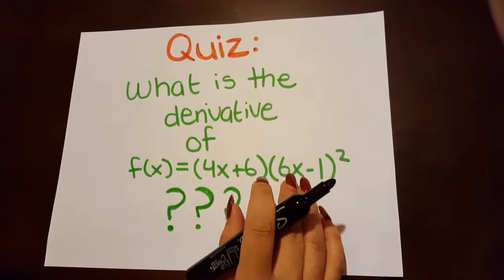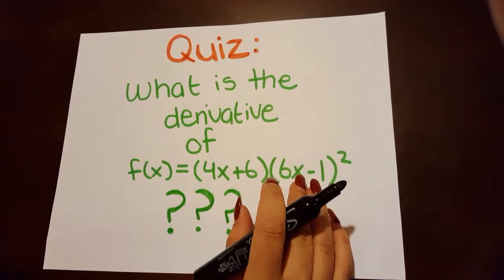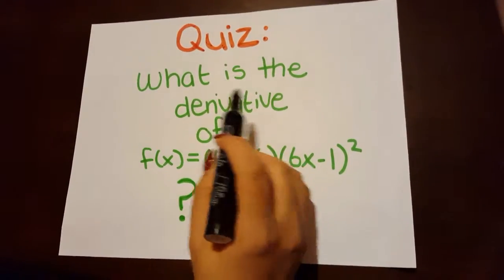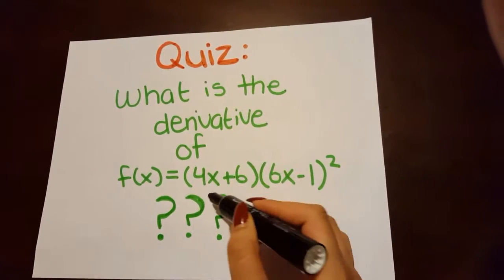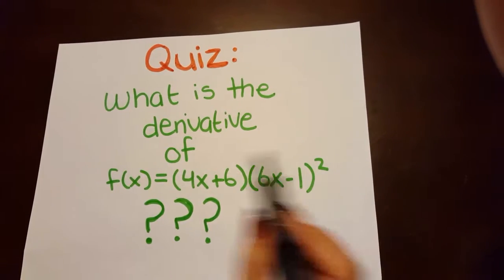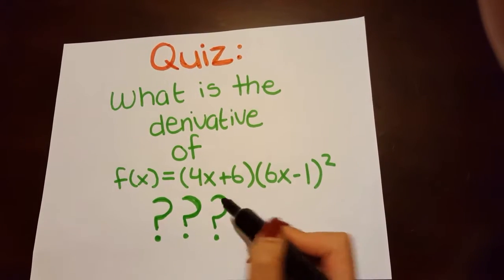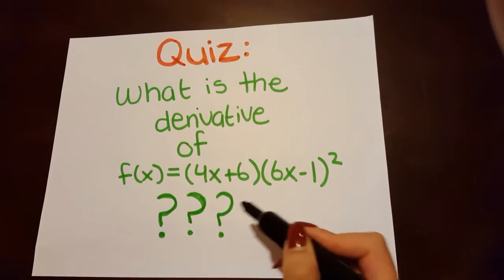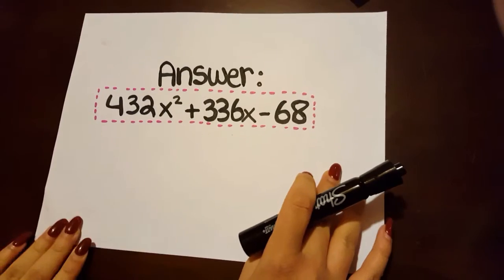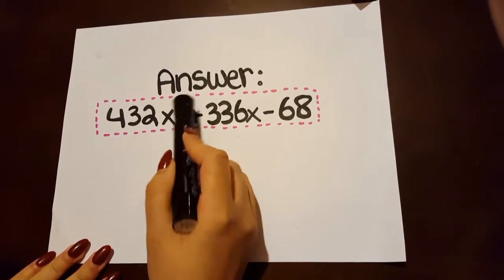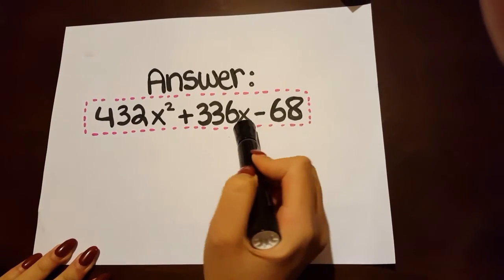So now that we're almost done, here's just a little quiz to end things and check your learning. So what is the derivative of (4x plus 6) times (6x minus 1) to the power of 2? So here you have to use both the product rule and the power of a function rule. So the answer you should have gotten is 432x squared plus 336x minus 68.